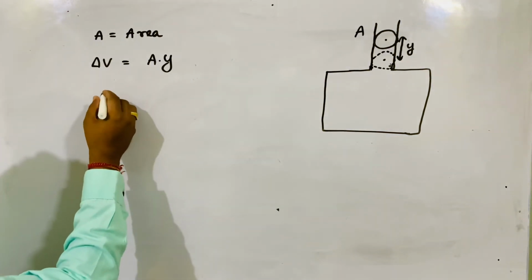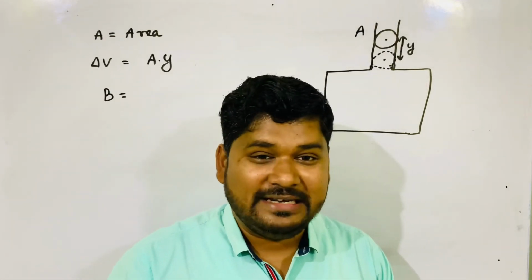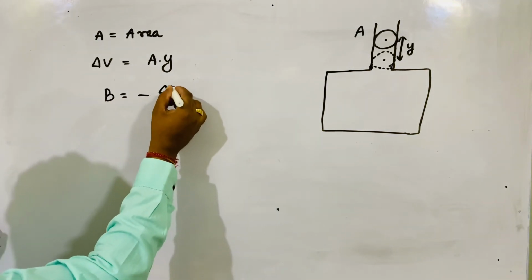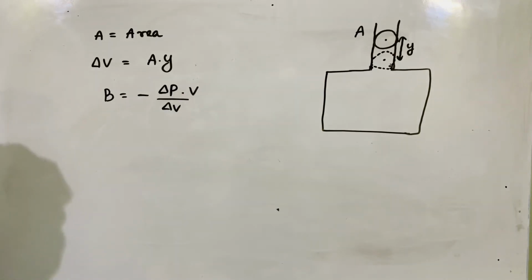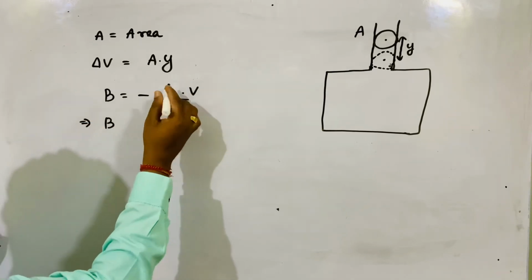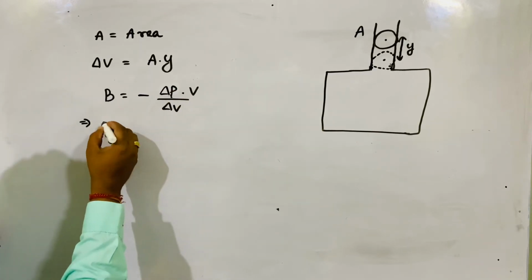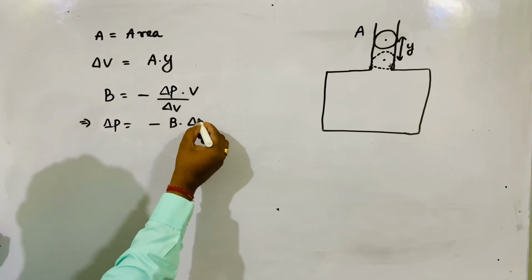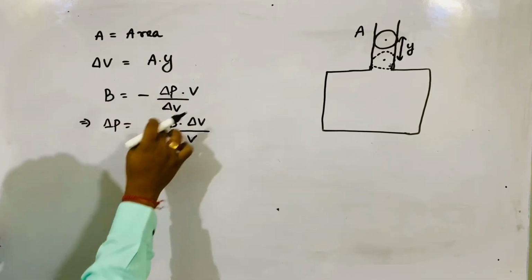Here you have to use the bulk modulus formula. Bulk modulus means elasticity now enters into this. What is the formula? Bulk modulus B is equal to minus delta P divided by delta V by V. This is the bulk modulus formula. We have to find out delta P here. So delta P is equal to minus B delta V by V.